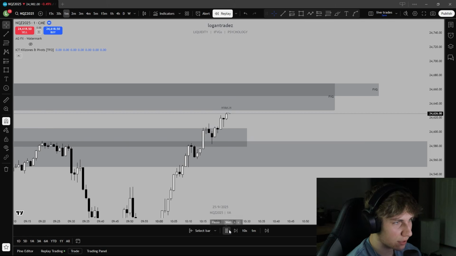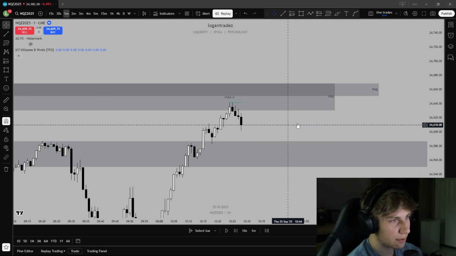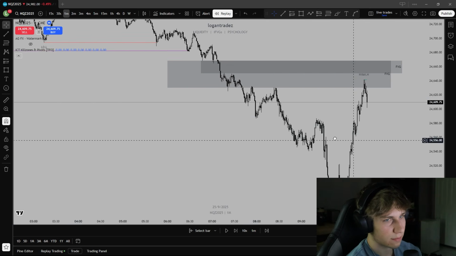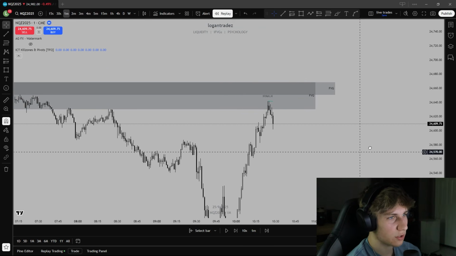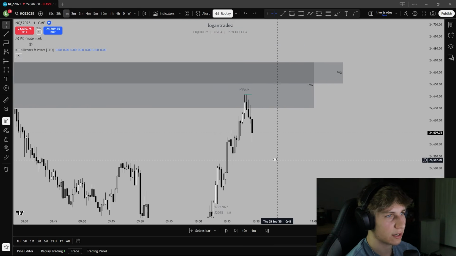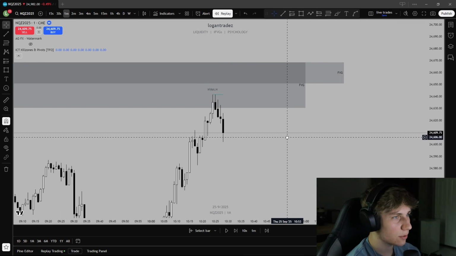Let's go ahead and see if we get a setup here. We tap into the hourly. We don't need this 15-minute anymore. Don't need this marked out. We just know that we're bearish. If we close below that 4-hour, price is obviously bearish. Now I'm looking for a short setup here.